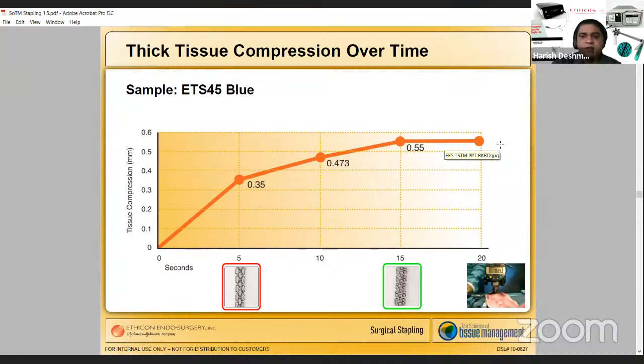So waiting 1 minute or 5 minutes after applying the stapler doesn't make sense, because whatever additional compression you are supposed to get with time, you will get within 15 seconds. After 15 seconds, you don't need to wait for additional time.